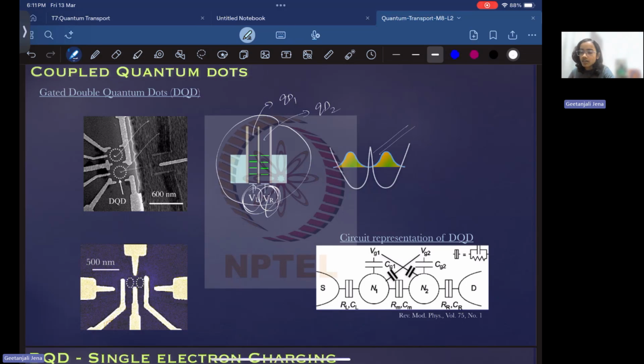It can be a high bias regime, where we apply a high source to drain voltage, or it can be a low bias regime, where we apply a source drain voltage which is very, very negligible.